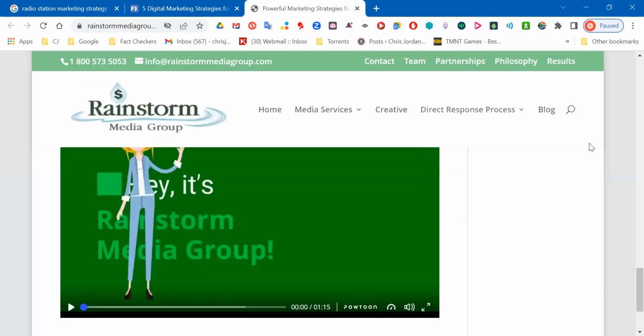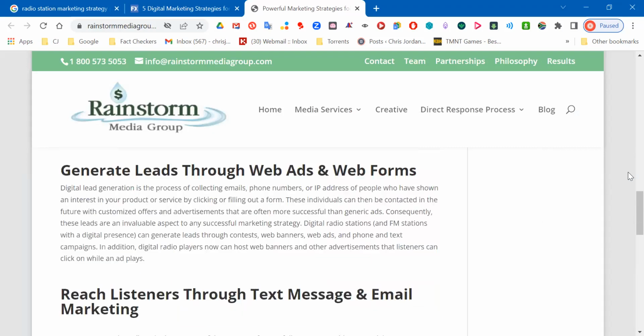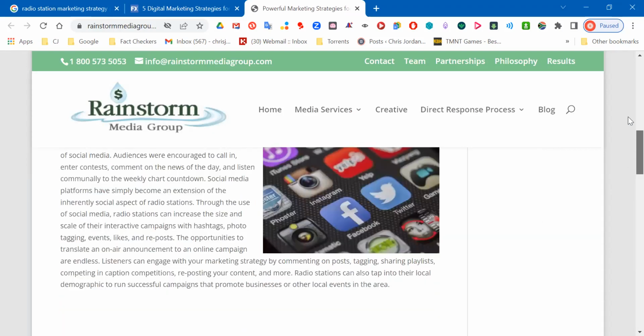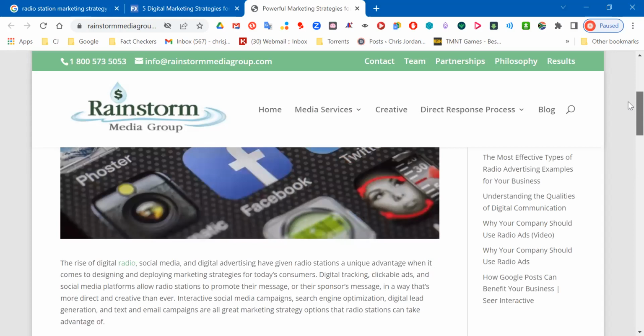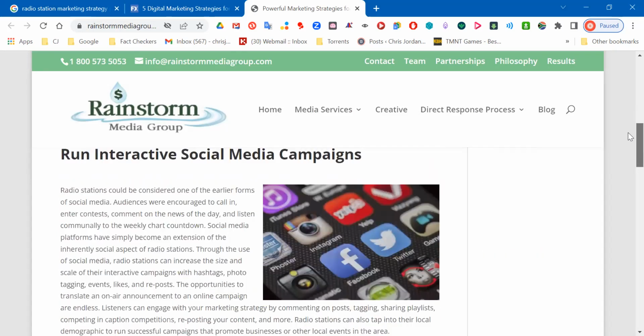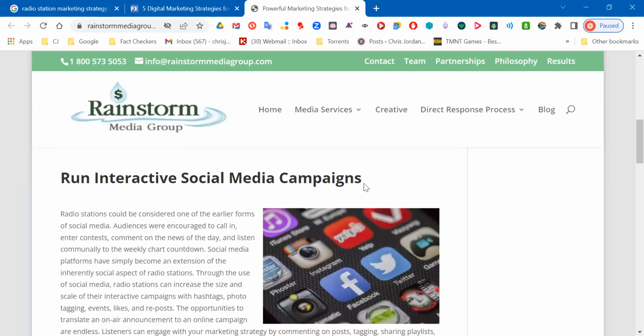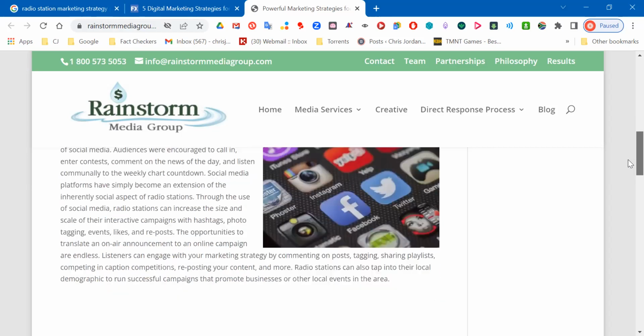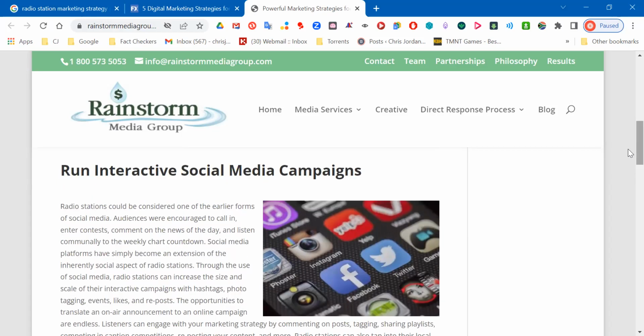With this one, there are only certain little points that I want to go through, because they are repetitive, and I just want to show you that these are the main important things. So, run interactive social media campaigns. That's really important. I've seen the importance of both sides.